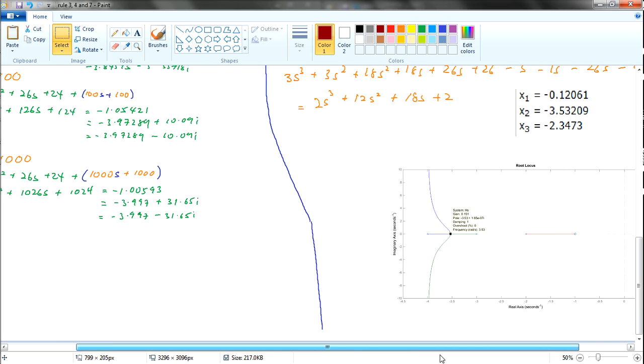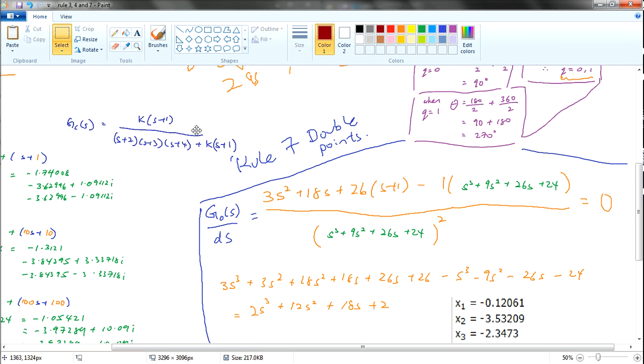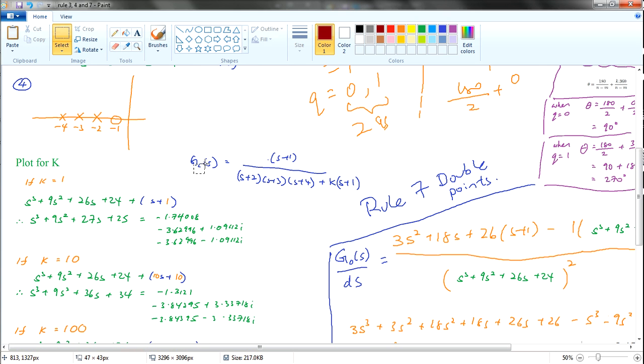I know I exceeded 20 minutes already, but I just want to finish this part only. So this is the open loop transfer function. If we remove the k's, what do we have? We only have this is the open loop transfer function. Hold on. What I pasted is actually the closed loop transfer function.